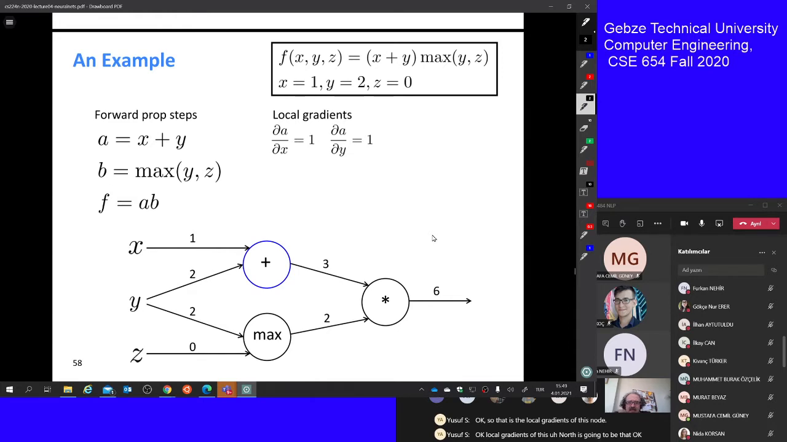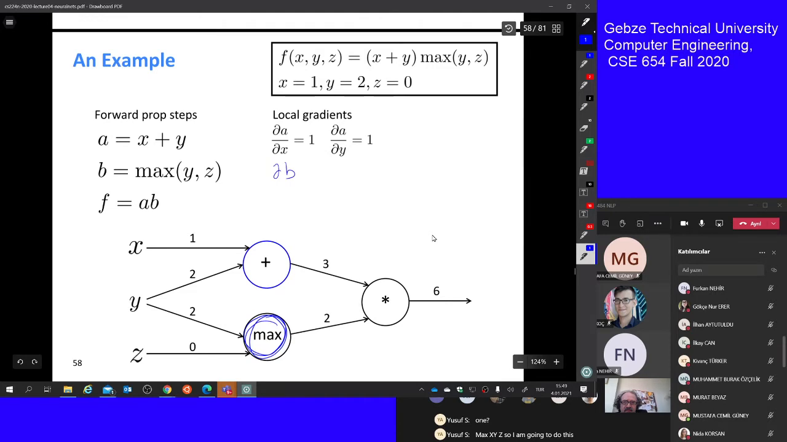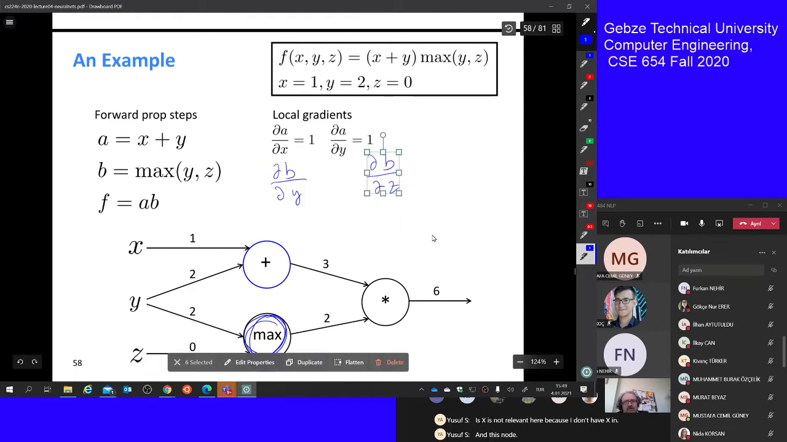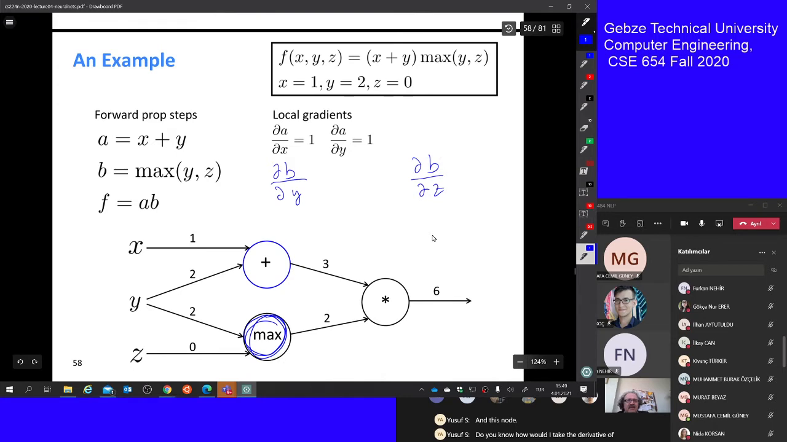Let's take the local gradients of this node. Does anybody know how to take the local gradient of this one? It's the max of y, z. So I am going to take the derivative of b with respect to y, and the derivative of b with respect to z. x is not relevant here because I don't have x in this node. Do you know how I would take the derivative of b with respect to y?